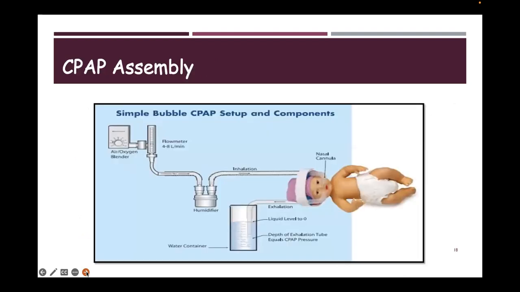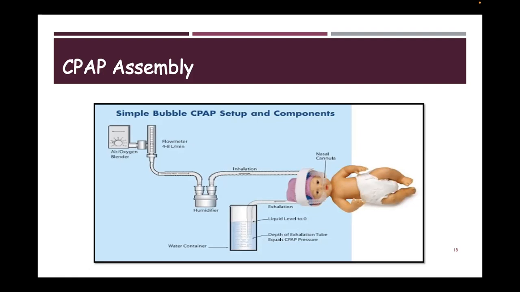So this is the normal CPAP assembly, which has the air oxygen mixture going into the blender, where the gases are humidified and warmed, goes to the baby with the help of the interface, and then comes back. In case of bubble CPAP, this pressure is generated by immersing the expiratory limb in water, whereas in the ventilator, it is delivered by the PEEP valve.